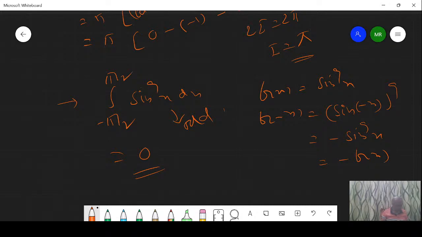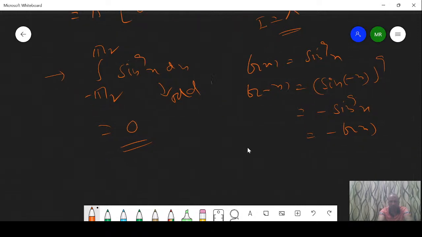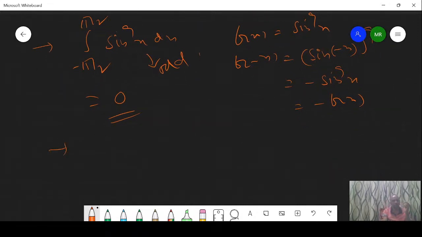Correct. Next one. Integral 0 to pi log of 1 plus cos x dx. Integral 0 to pi.